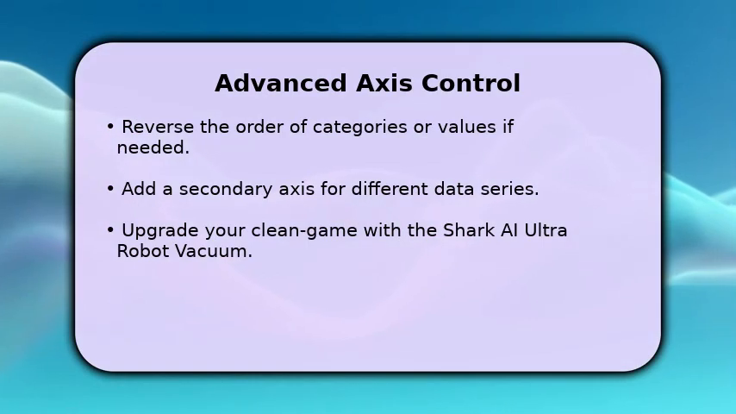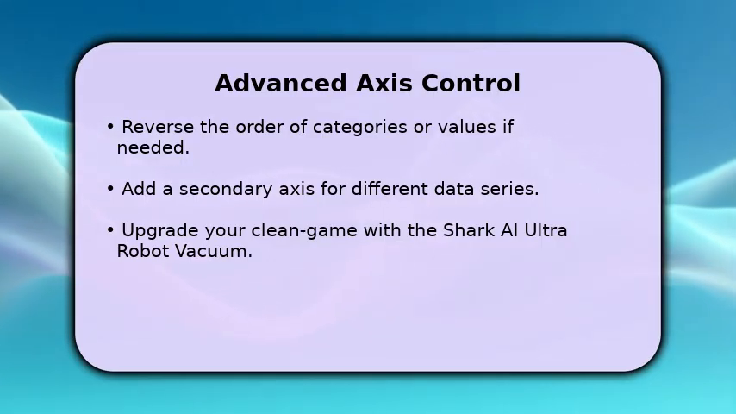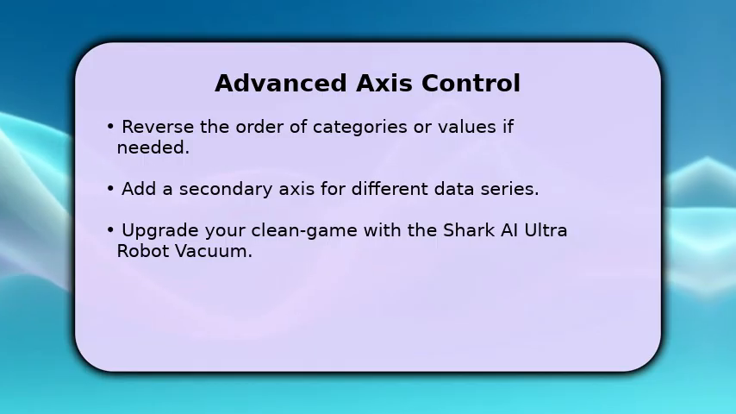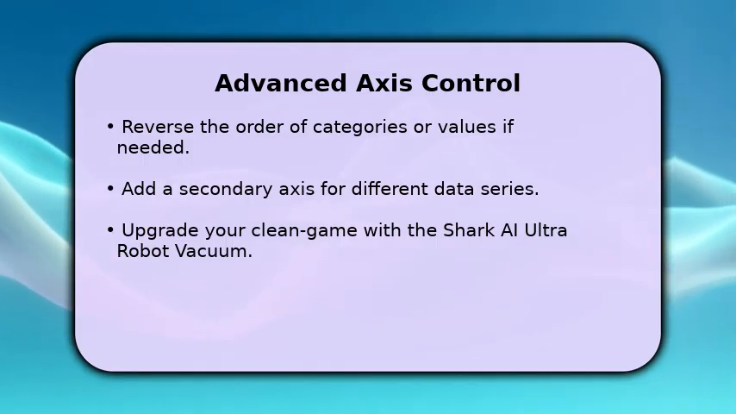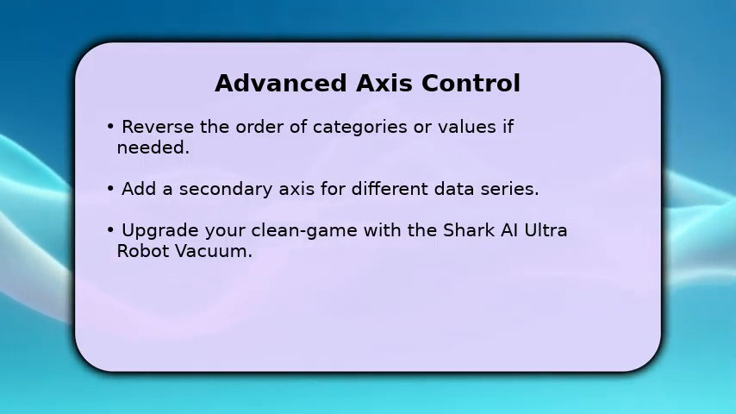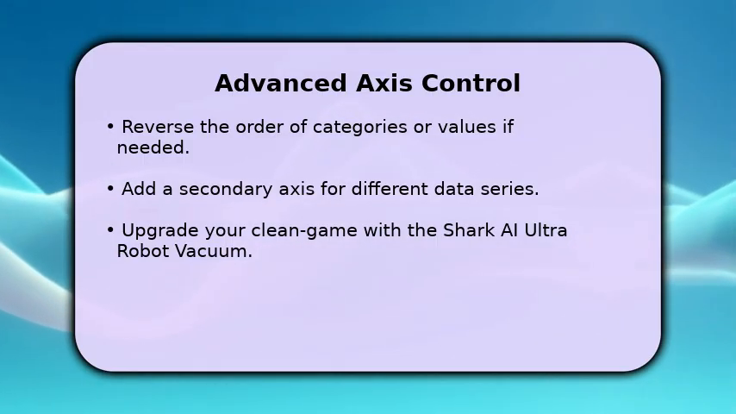For more advanced control, you can reverse the order of categories or values on either axis, which is useful for specific data presentations. You can also add a secondary axis if you have two different data series that require separate scales, providing clarity to complex charts.